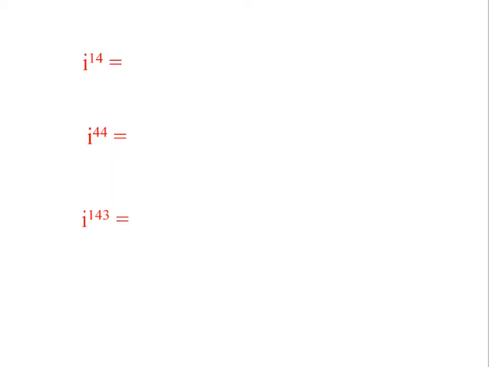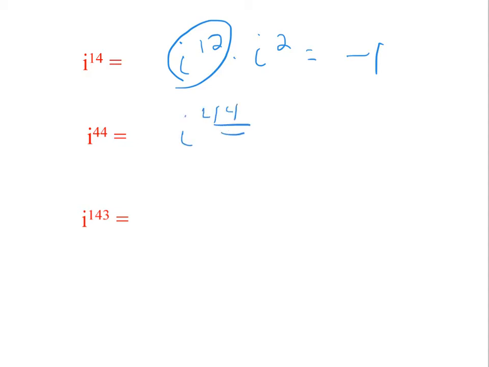For i to the 14th, we just take out the biggest multiple of 4. i to the 14th is equal to i to the 12th times i squared. Well, i to the 12th is 1 because 12 is a multiple of 4. So this is just 1 times i squared, which is negative 1. For i to the 44th, 44 is a multiple of 4, so this equals 1.